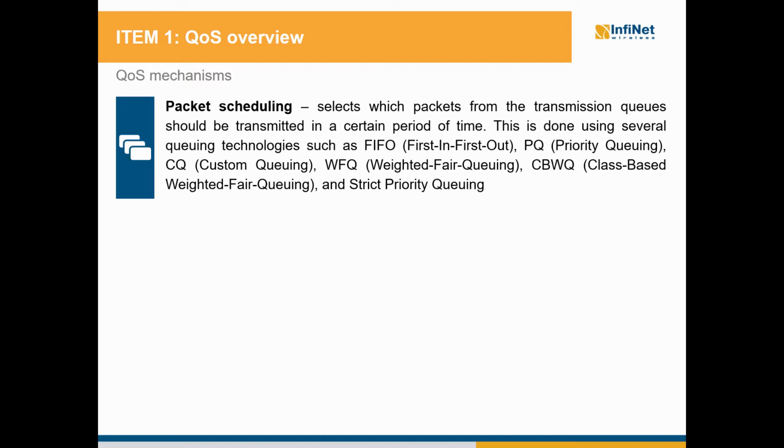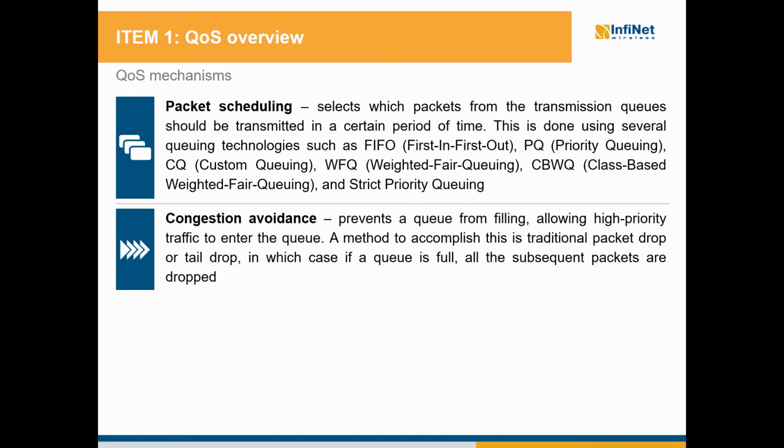Next, the congestion avoidance mechanism prevents a queue from filling, allowing high-priority traffic to enter the queue. A method to accomplish this is traditional packet drop or tail drop, in which case if a queue is full, all the subsequent packets are dropped until the queue has enough space to accept more traffic. More advanced methods can be used to selectively decide which packets to be dropped when the queue limit is reached.